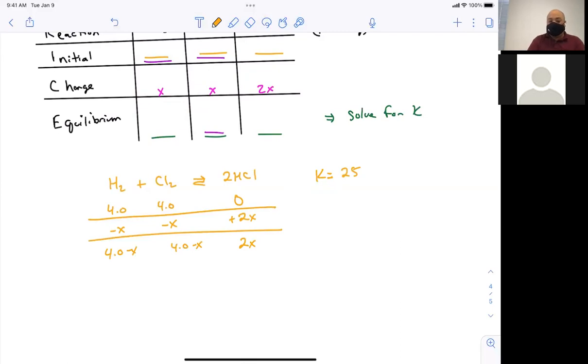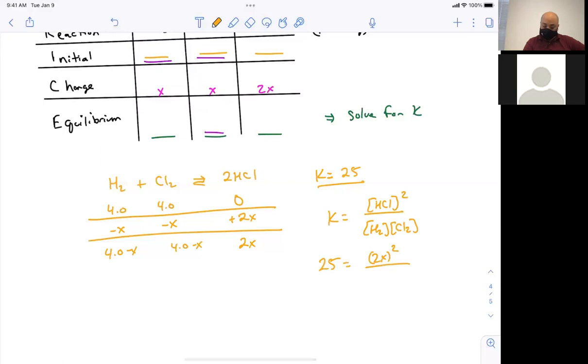And once you do this, you realize that you have all the equilibrium expressions and that K is 25. Well, K is equal to HCl squared over H2 times Cl2. So now that you have expressions for each of your substances at equilibrium, you plug those values in. 25 is equal to 2x squared over 4.0 minus x squared.